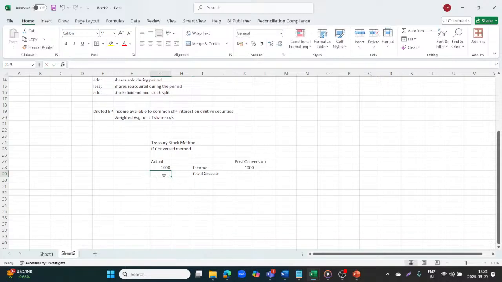So in actual, your bond interest will be subtracted, so minus 30, then you will get 970, that is your income before taxes but after interest. Then tax will be at the rate of, suppose, 20%. Here 20% of 970 will be 194. Then you will get a differential balance of 776, that is your net income which is available to the common shareholders.